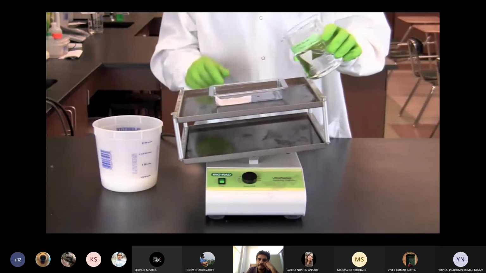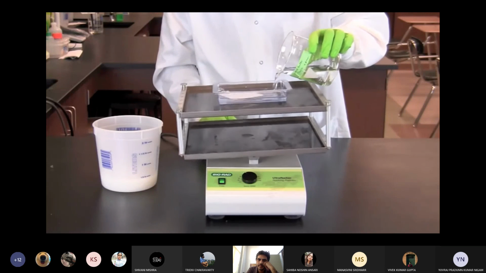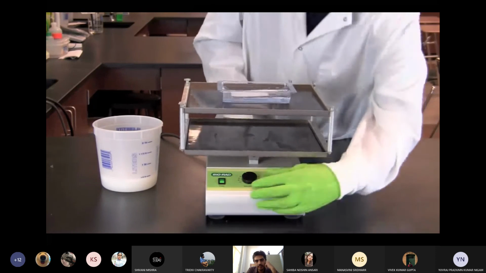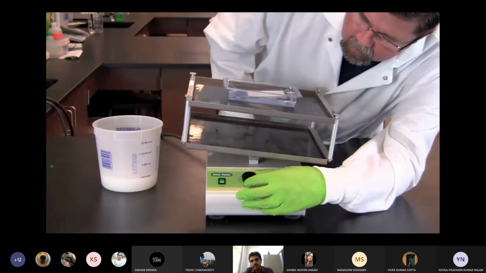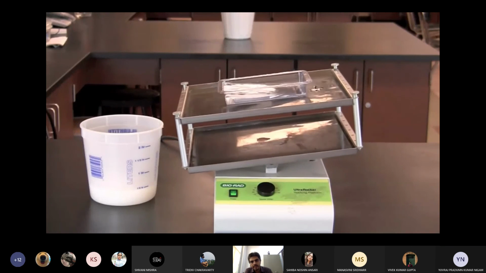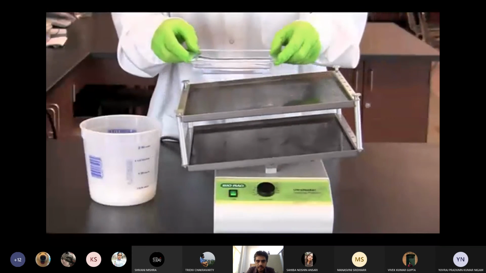Add an additional 50 milliliters of wash buffer and wash the membrane for 3 minutes on a rocking platform at a medium speed setting. Discard the wash buffer.